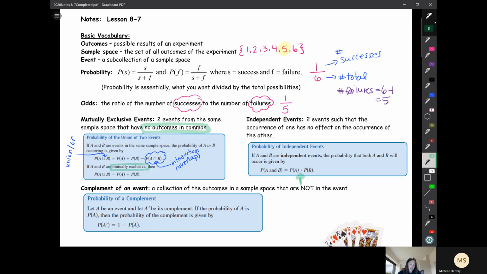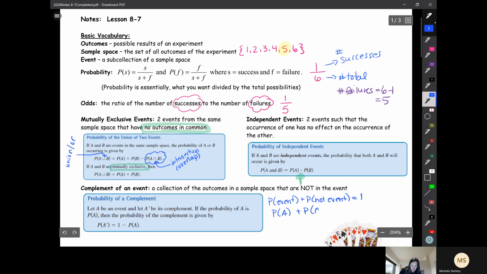Now the complement of an event is simply 1 minus the probability of the event happening. So the probability of an event happening and the event not happening is always going to equal 1. The probability of an event plus the probability of not the event is always going to equal 1. And so the complement is just 1 minus the probability of the event. I can also write this as the probability of the event and the probability of the complement of the event.